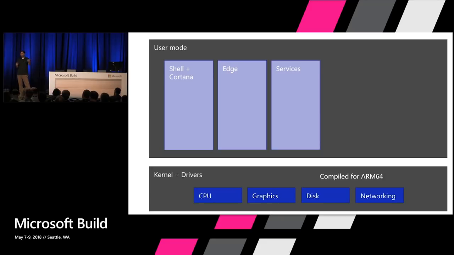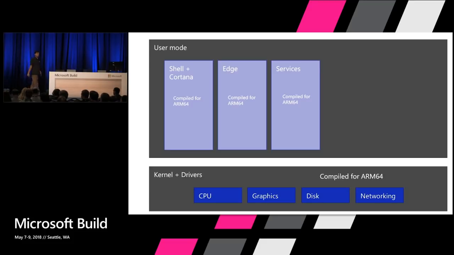And then in the user mode, you have things like Edge, you have Cortana, you have your services, and all of them are also recompiled and running as ARM64. And this is one of the key reasons why when you use these devices, they're snappy, they have a good user experience, right? Because all of the Windows code, all of the inbox experience is running natively as ARM64.